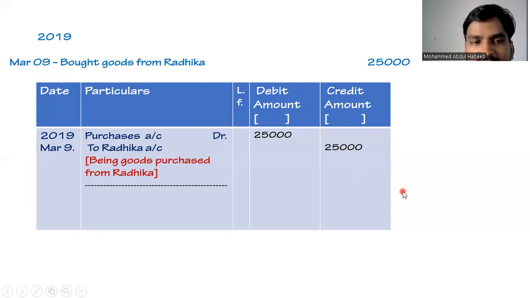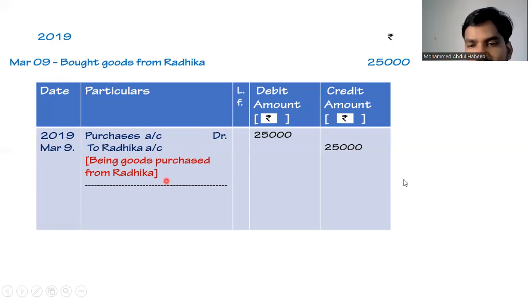Coming to the next transaction, which is on 2019 March 9, bought goods from Radhika 25,000. The date will be taken as 2019 March 9. Bought means we are purchasing goods. The business is purchasing goods. So as purchases is an expenditure, purchases will be debited as purchases account debit 25,000. As the goods are being purchased from Radhika, Radhika is the giver of the goods. Once again, it is a credit transaction, and the name of Radhika will be credited. So the journal entry becomes purchases account debit 25,000 to Radhika account 25,000, and the narration will be being goods purchased from Radhika.